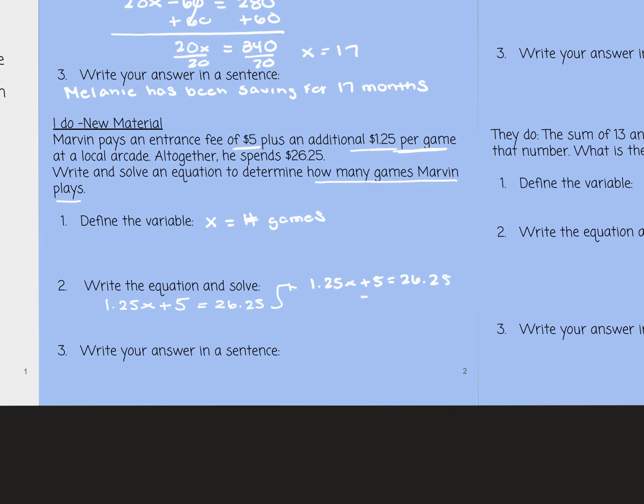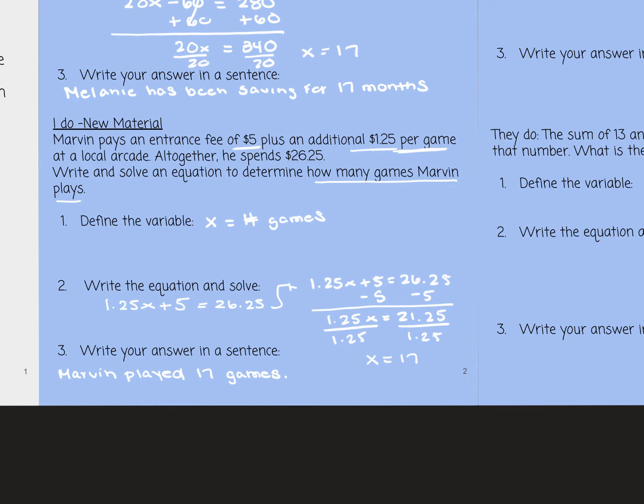All right, I'm going to subtract 5 from both sides. I get 1.25x is equal to 21.25. Then I'm going to divide both sides by 1.25. All right, and once we divide, we get that x is equal to 17. What a coincidence. All right, so what does that x equals 17 mean? So we can say that Marvin played 17 games.